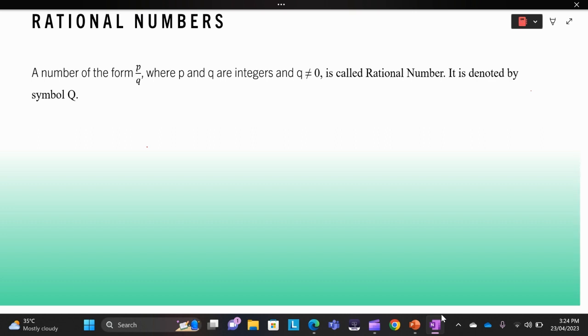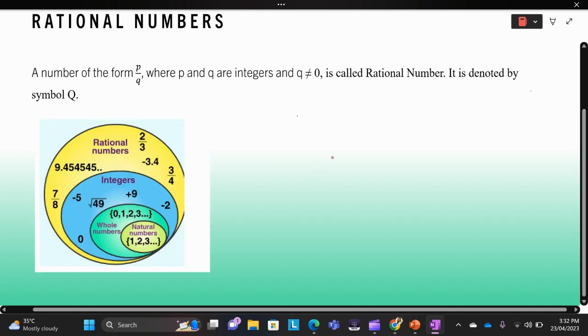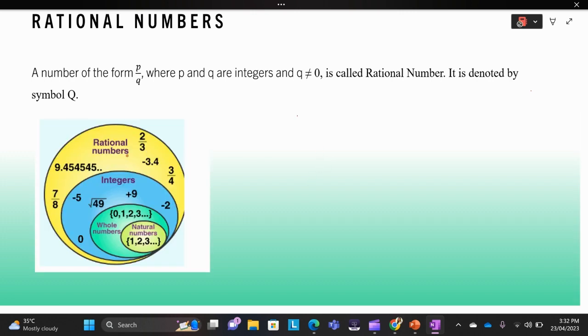In this video, we are going to see what are rational numbers, what is the definition of a rational number, and also we are going to discuss its standard form. Let's discuss what are rational numbers. Rational numbers contain integers, whole numbers, and natural numbers. Okay, so what is the definition of rational numbers?